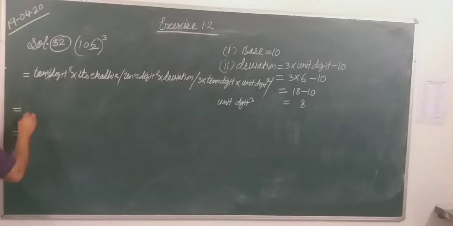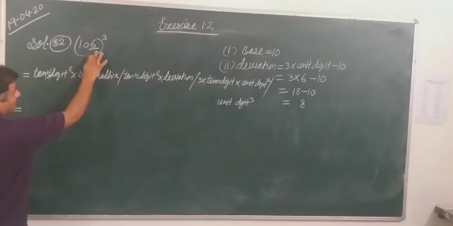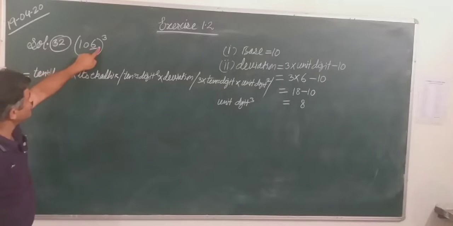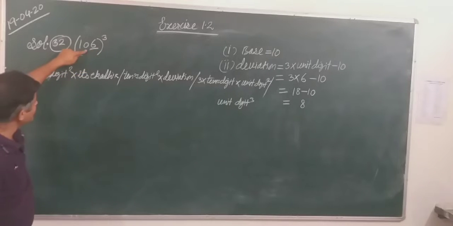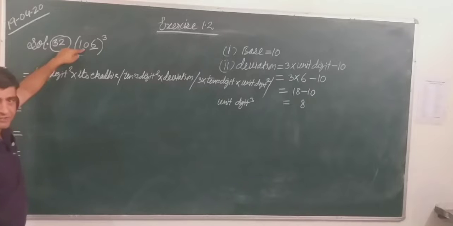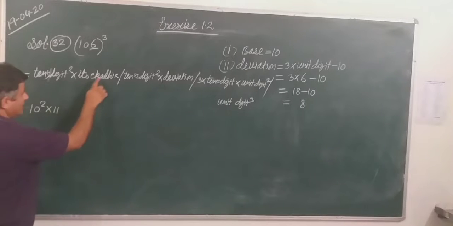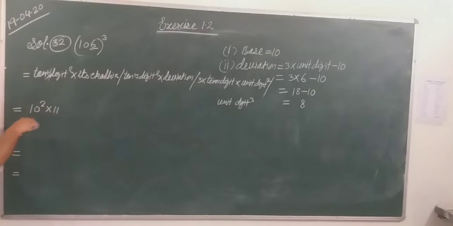Now here see, leaving this ones place digit, the rest of the digits will be the tens place digit. Here we will exclude the ones place digit. The next two digits are the tens place digit here. Then tens place digit square, 10 square multiplied by its ekadhika. What is the ekadhika of 10? The ekadhika of 10 is 11, meaning successor.